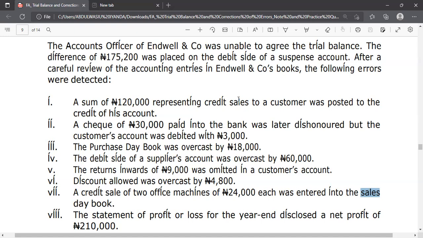A check of 30,000 naira paid into the bank was later dishonored, but the customer account was debited with 3,000. Is the accounting entry correct? Forget about 30,000 and 3,000. Let me now ask, is the accounting entry correct? A check of 30,000 naira paid into the bank was later dishonored, but the customer account was debited. Is it correct? That's number one.